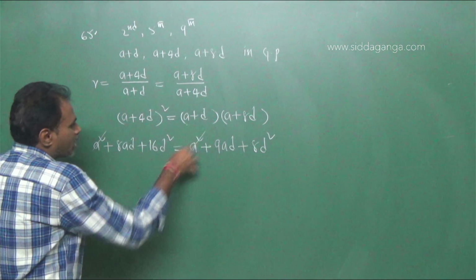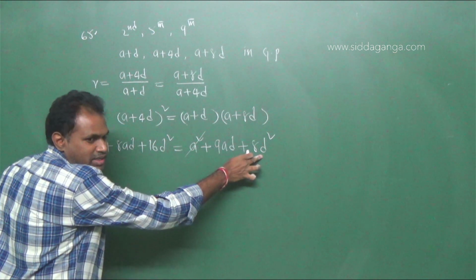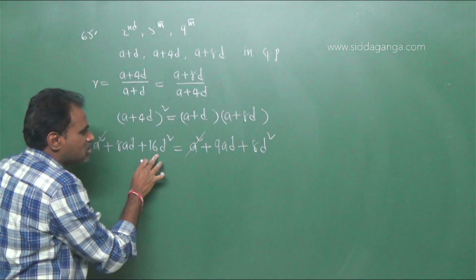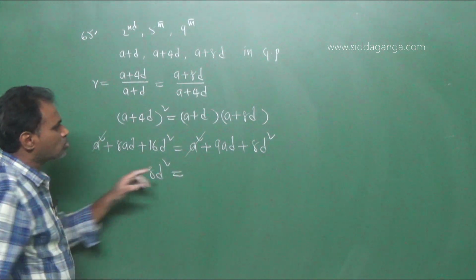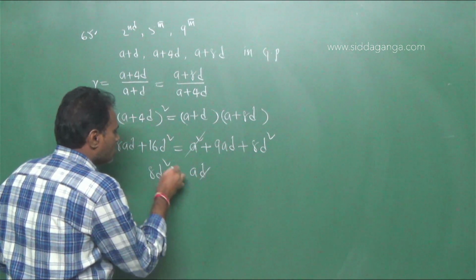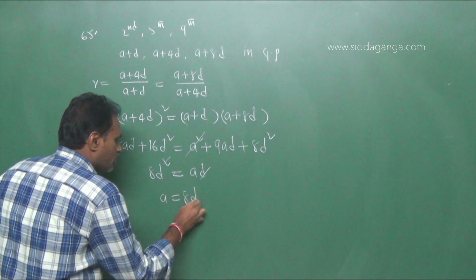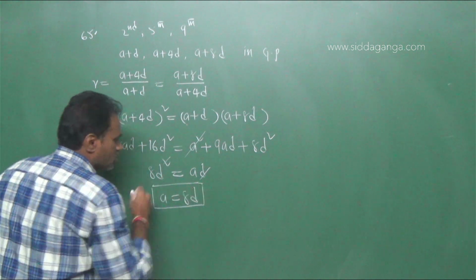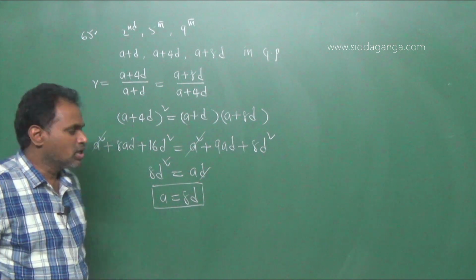Now a square will cancel. Now 16d square on the left side and 8d square on the right; 16d square minus 8d square means 8d square. It is equal to 9ad minus 8ad, that is ad. Now d will cancel on both sides. Therefore, a equal to 8d. I got the relation between a and d: a equal to 8d.